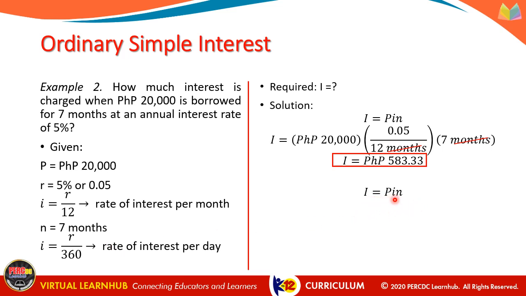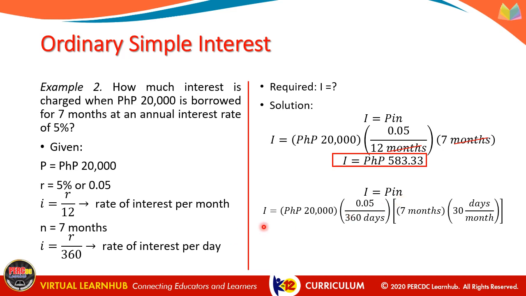I is equal to P times I times N. Interest earned is equal to 20,000 pesos times 0.05 divided by 360 days times 7 months times 30 days per month. Okay, we just need to convert 7 months into days. We can cancel the unit months and we can also cancel the unit days. And we will still get the same answer. Interest earned is equal to 583.33 pesos. Alright?